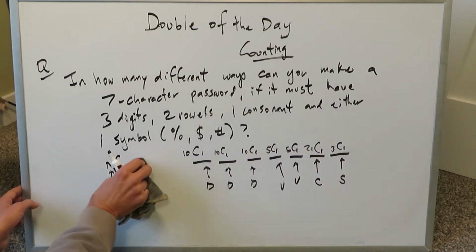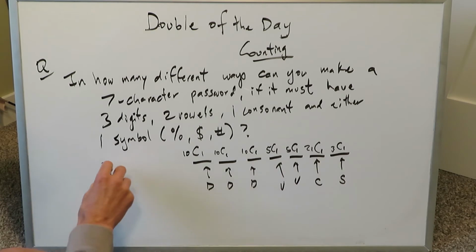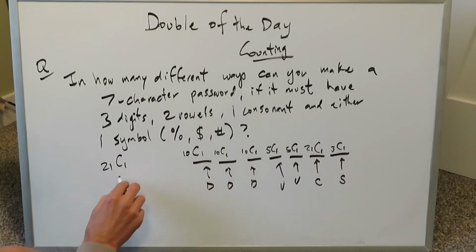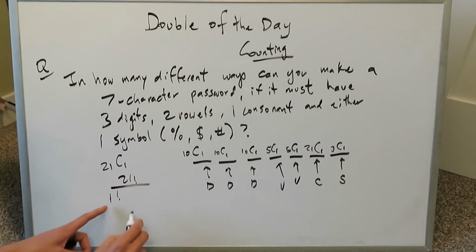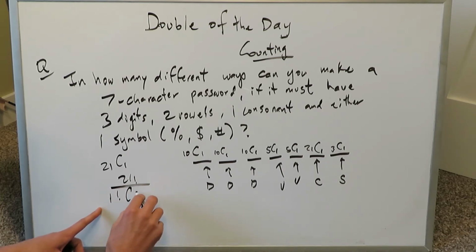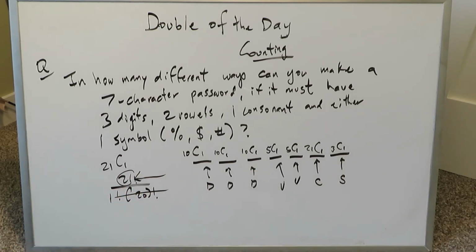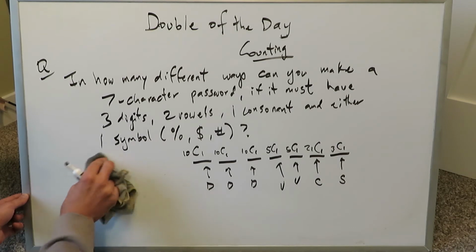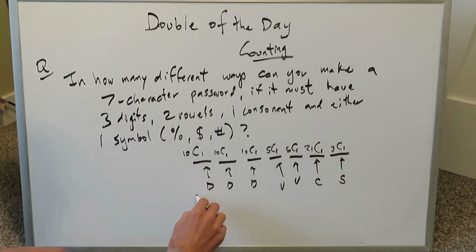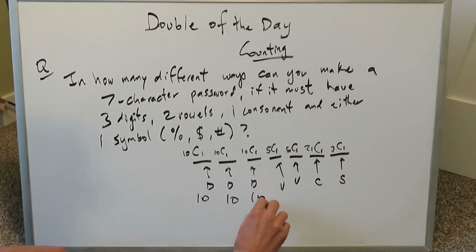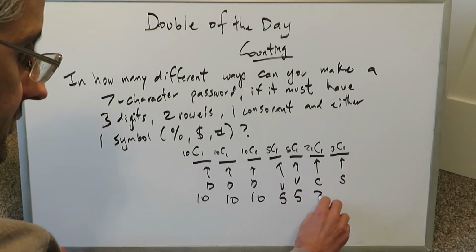Why is that the case? Just looking at this 21C1, you know the formula is n factorial over r factorial, which here is 1 factorial, and n minus r factorial, which would be 21 minus 1, 20 factorial. This 20 factorial will cancel everything out all the way up to 20, leaving only 21. Hence, you can just simply slide that 21 in as part of your coefficient. So it's easy. Here we're getting a 10, 10, 10, a 5, 5, 21, 3.